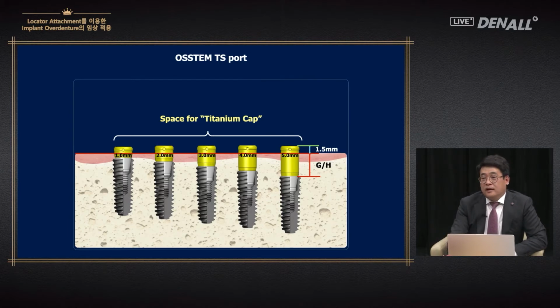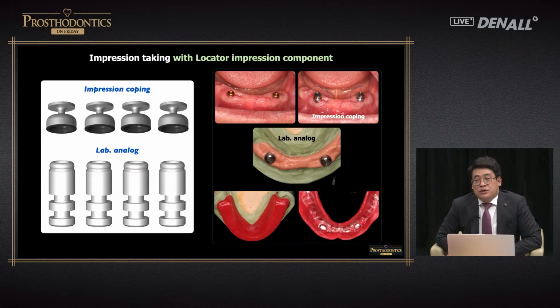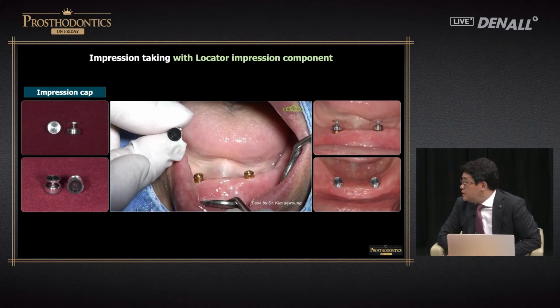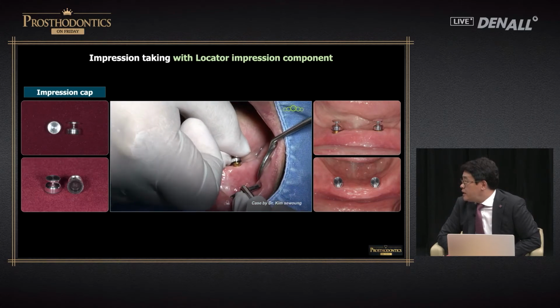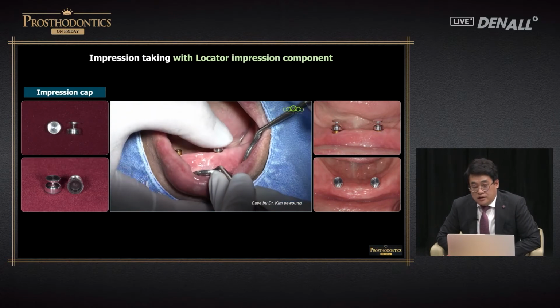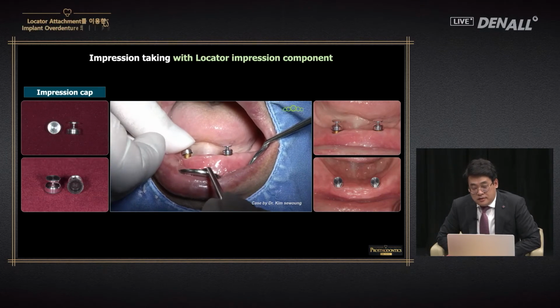Another topic I want to address is the impression component for locator attachment. You connect the appropriate locator and connect the impression coping, take the impression, connect the analog and create the master model. You can take the impression like this. Let's look at the video clip. First, the appropriate locator is connected, and after that is the impression coping dedicated for locator attachment. There is the black nylon nail. You can connect it easily because it's a snap-on.